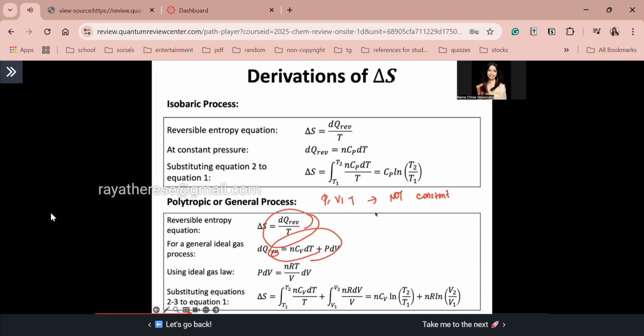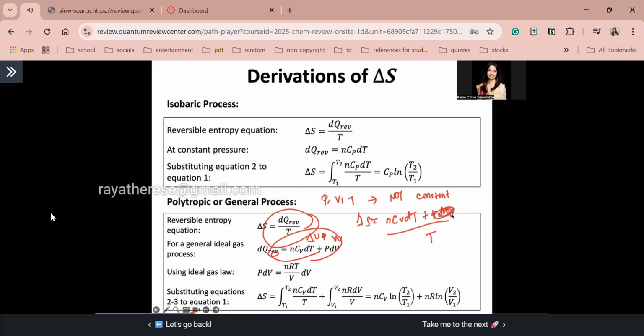And then using the ideal gas law, we can relate P dV, which is equal to nRT over V dV. And simply substitute equations 2 and 3 into 1. So again, dq rev is equal to nCv dT, which is your delta U, and this is your work. So dq rev is equal to delta U plus W. Substituting, we get delta S is equal to nCv dT plus P dV over T.